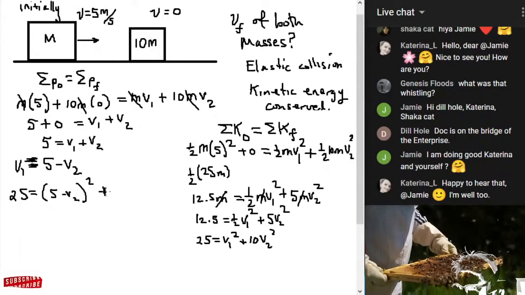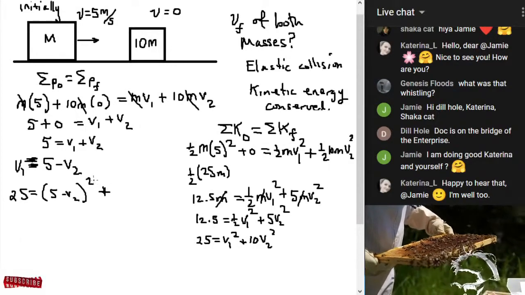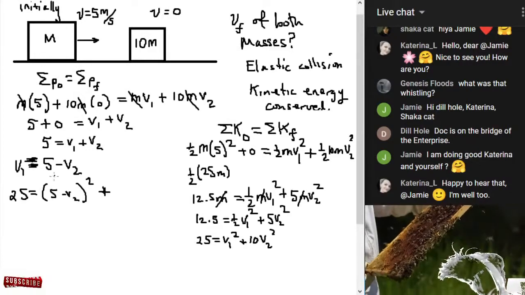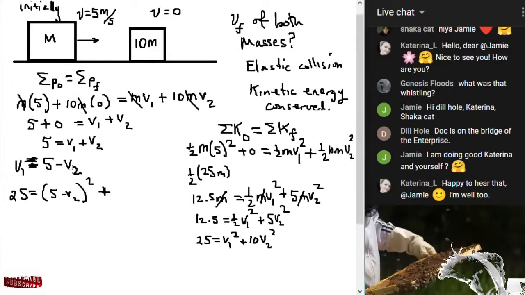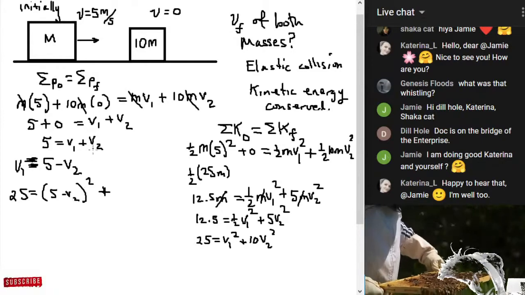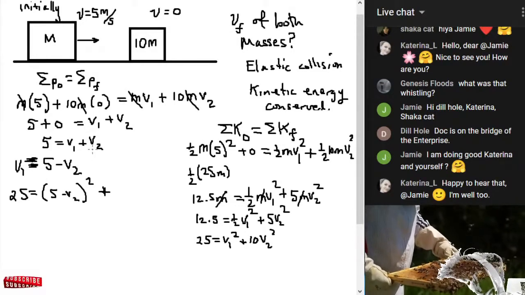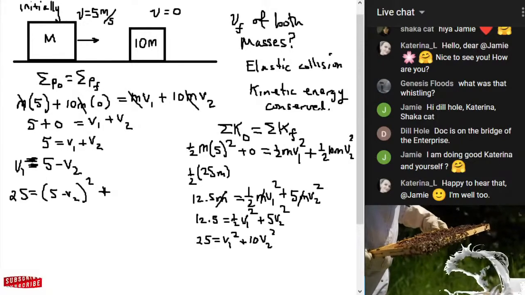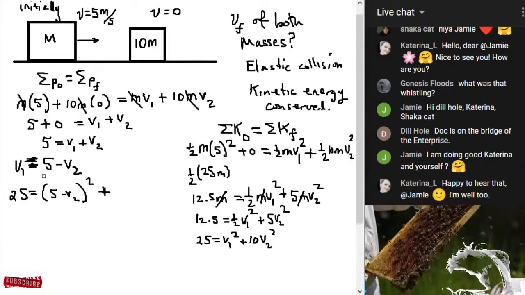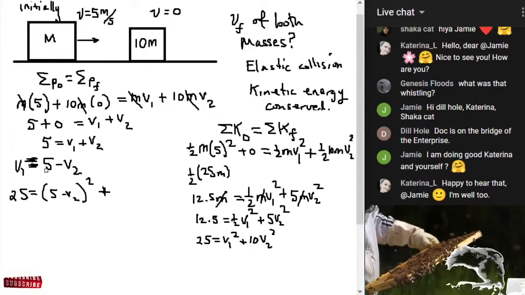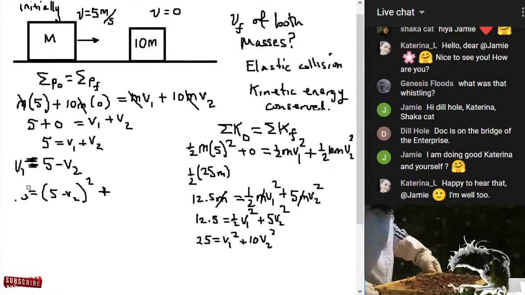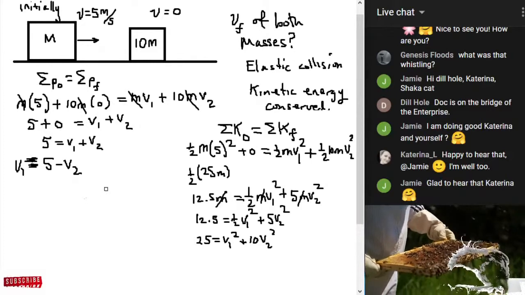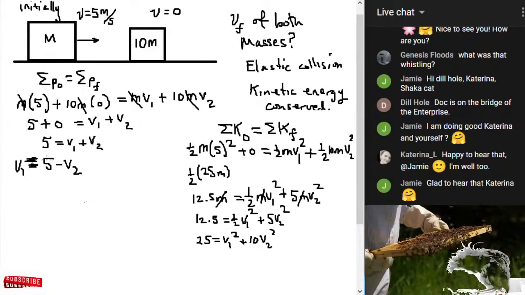I think I see what I did wrong, maybe. 25 equals v1 is 5 minus v2 squared plus v2. Alright, I'm confusing myself here. Take these headphones off, this music's annoying me. Okay. Something about that beat is messing me up. Okay.